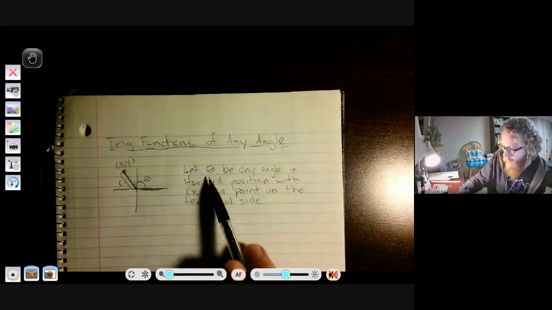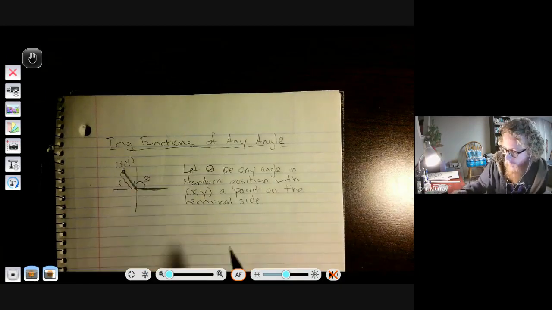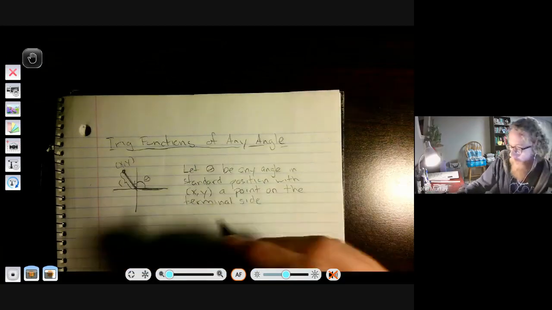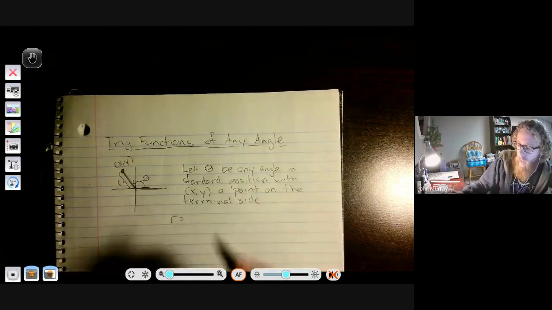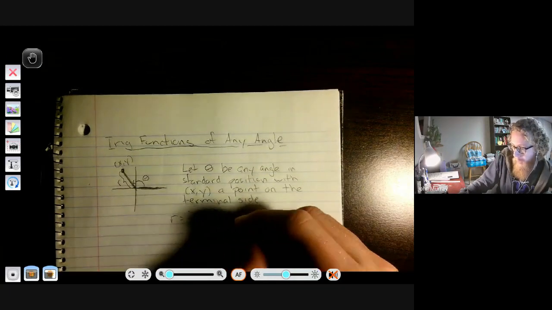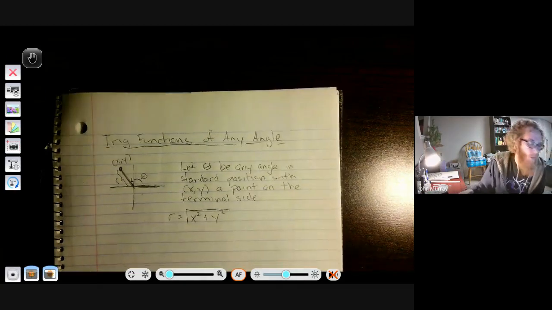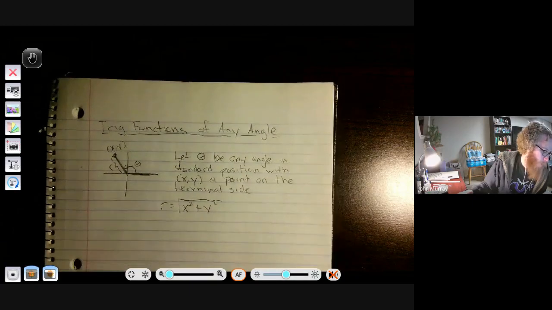All right, so here we have theta, which is any angle in standard position with a point x, y on the terminal side. Okay, so we're probably going to have to calculate r, and to do that, we're going to use the Pythagorean theorem. All right, so we can calculate r by taking the square root of x squared plus y squared.